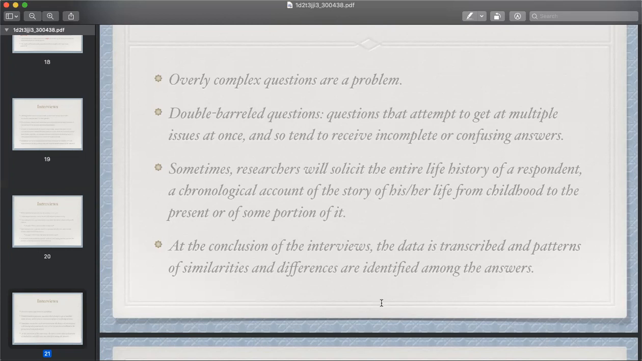So you want to take that into consideration. You want to avoid double-barreled questions. You want to avoid closed-ended questions when it comes to interviews.